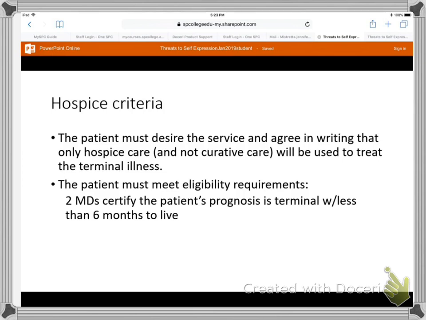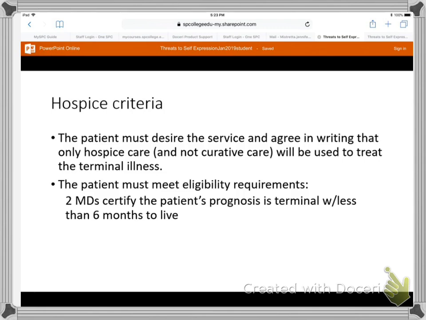6 months or less to live. So does that mean that every one of our patients dies within 6 months? No, I see patients who are in like their 26th benefit period.